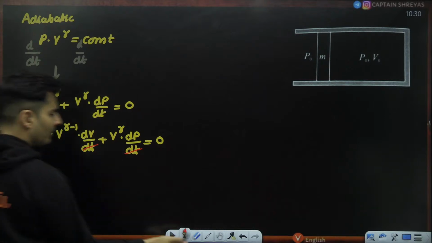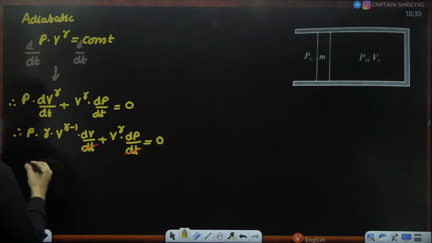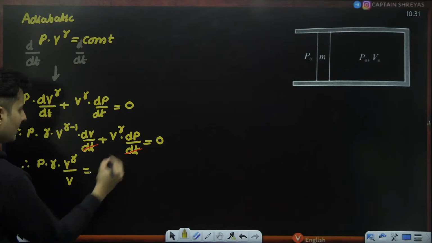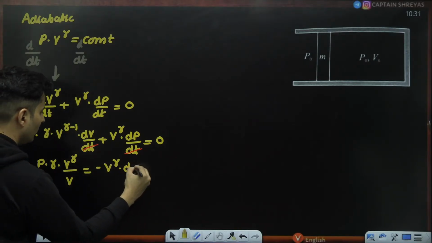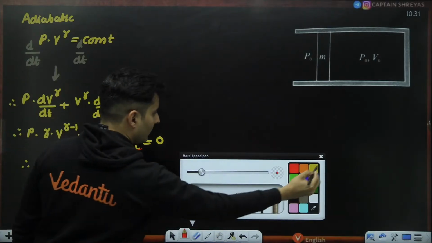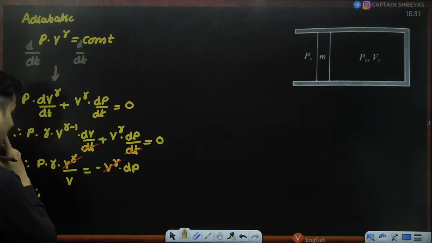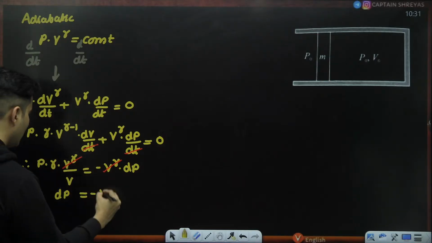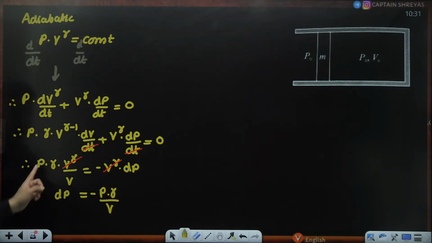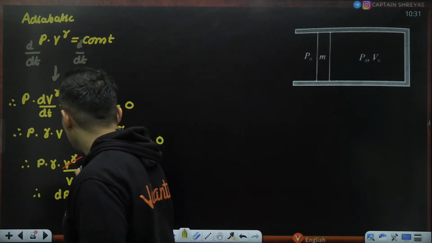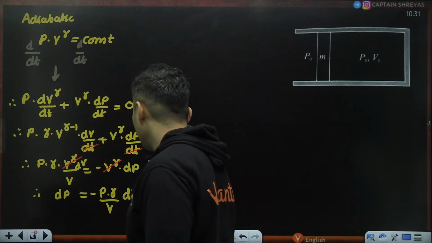Okay, dt will cancel. Next thing you can do is shift these over there. Over here, P into gamma into V raised to gamma upon V is equal to minus V raised to gamma into dP. Now V raised to gamma and V raised to gamma will cancel out. So the value of dP is, taking the negative on the other side, minus P gamma divided by V. Just check this out, minus P gamma divided by V. And I think I forgot that dV. Sorry, that dV was also here.